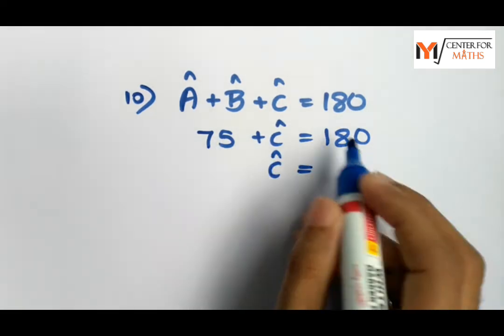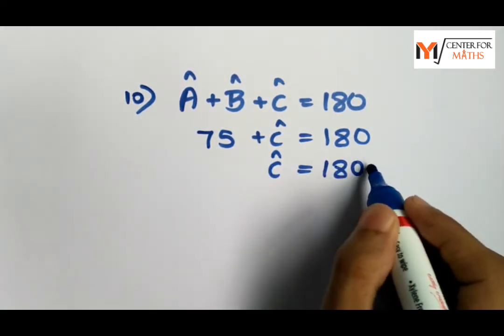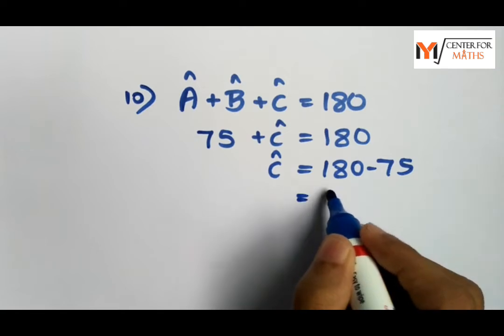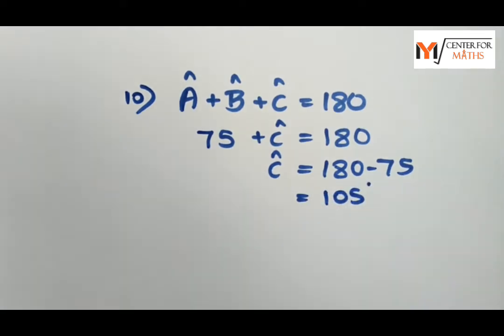So the magnitude of C is 75. If we take that to the left side, that will become minus. So 180 minus 75 is 105. So the magnitude of C is 105.